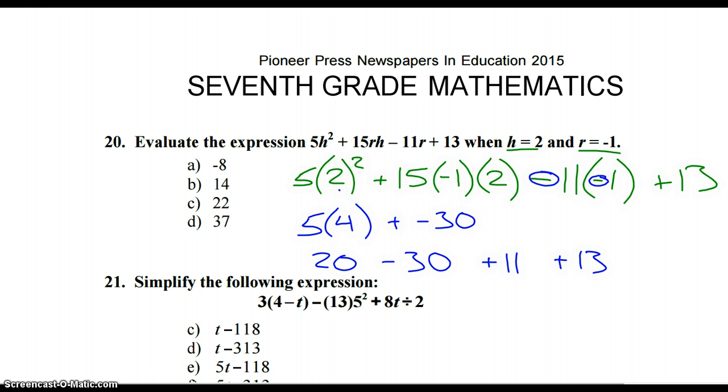Alright, so here's what we got. We got to go from left to right. So we're going to go 20 minus 30, that's negative 10. And then negative 10 plus 11 is 1. And then 1 plus 13 gets me to 14. Alright, so there we go for number 20.